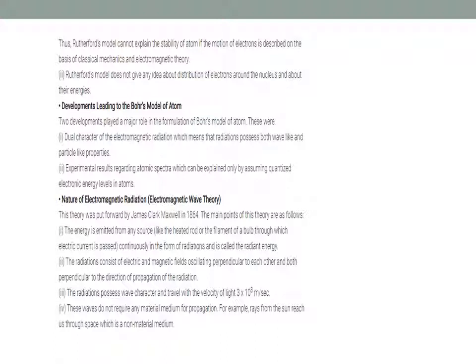Now, what is electromagnetic wave theory? This theory was put forward by Clerk Maxwell. Points are: the energy is emitted from any source continuously in form of radiations called radiant energy. The radiations consist of electric and magnetic fields oscillating perpendicular to each other and both perpendicular to direction of propagation of radiation. These waves do not require any medium.